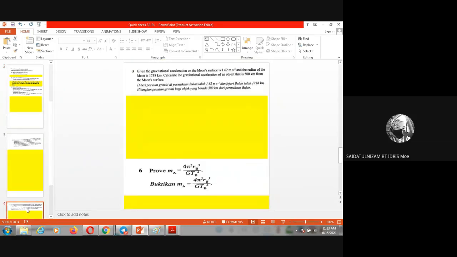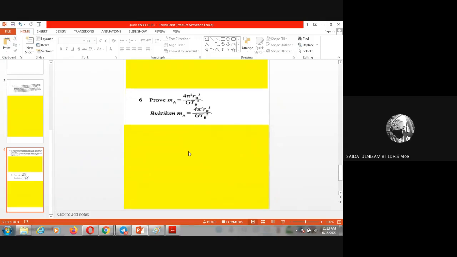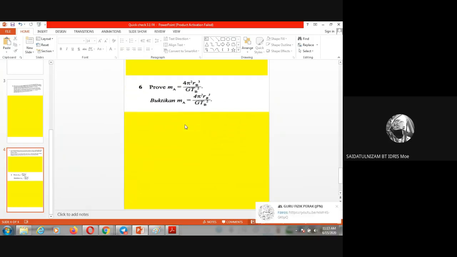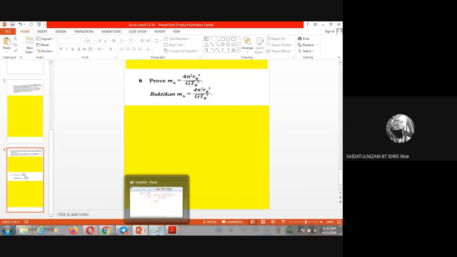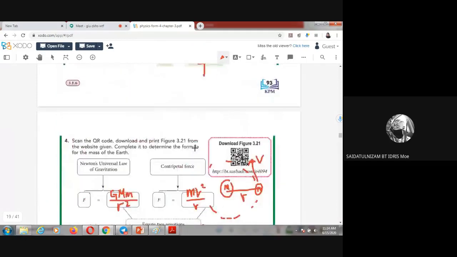Okay, this one. Proof. Mass of A equal to 4 pi square RB cube over dengan GTB square kan. Ini sebenarnya adalah kita nak dapatkan mass of A. Contoh tadi yang cikgu dapatkan mass of Earth kan. Jadi kita gunakan tadilah dua persamaan antara gravitational force, kita equatekan dengan equation daripada centripetal force. Okey, jadi daripada sinilah ini tadi, ini. Sehinggalah kamu dapat ni. Boleh tak? Okey, cuba buat balik semula. Okey. Yang cikgu dah ajar ni.